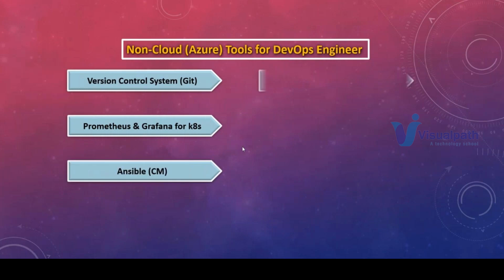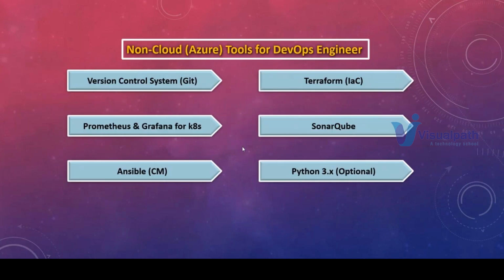What are those? Let me list them one by one. We need to learn about Git. Why? Because every organization stores its code in Git. It could be any code like Python, Java, Terraform code, Ansible code, YAML files, and many more. All these codes will be stored in Git. Now, if I want to store everything in a Git repository, we need to know what Git is.